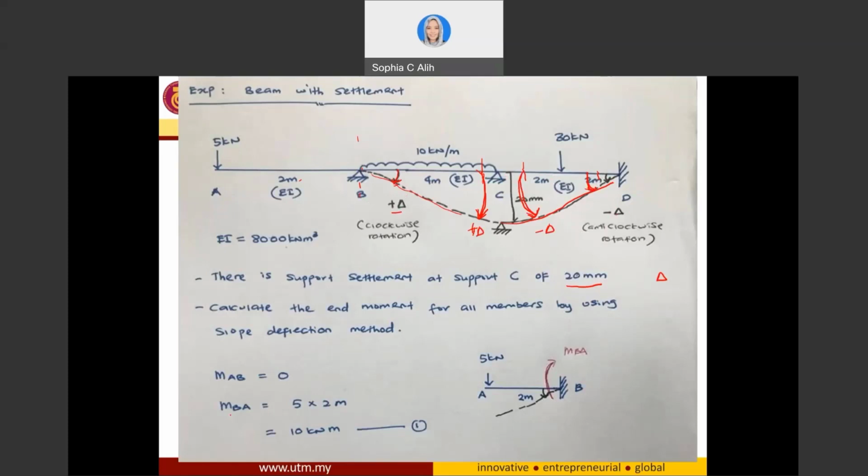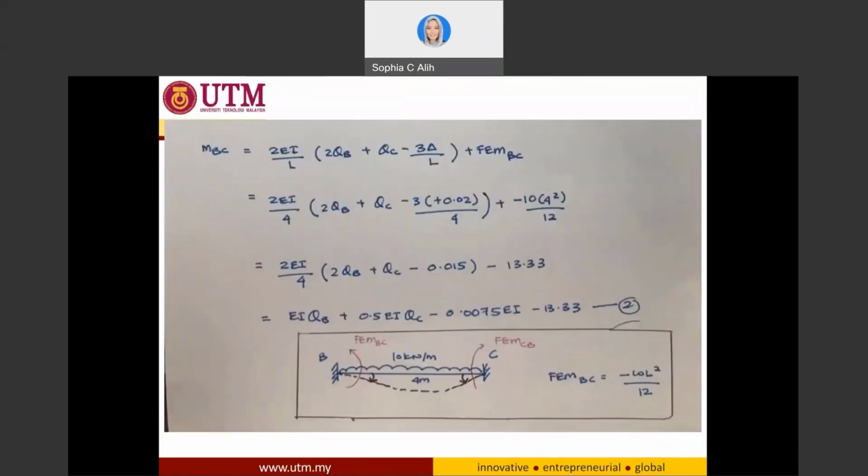Okay, so for MBA, it is similar. Like you have already calculated, it's 10 kilonewton meter. The only difference is going to be for moment BC. So for moment BC, the equation is going to be 2EI over L times 2 theta B plus theta C minus 3 delta over L plus FEMBC.